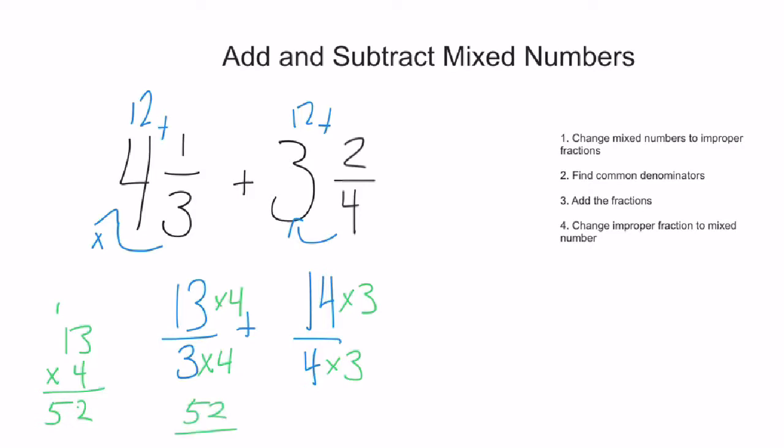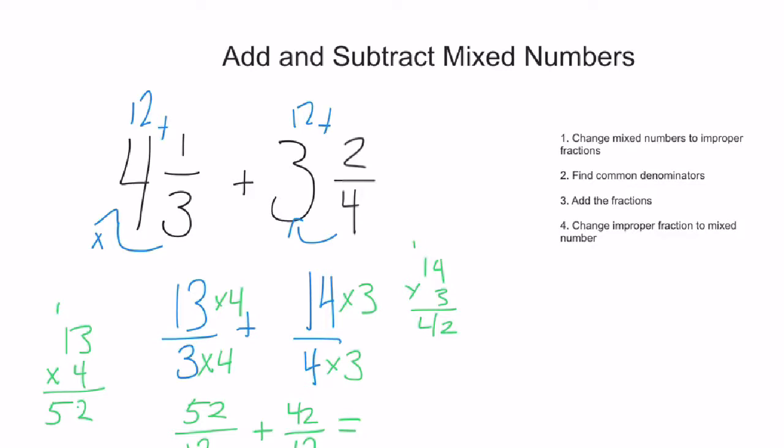So I have 52 over 12. And again, 14 times 3 is not mental math for me. So I'm going to do this work off to the side. So I have 52 twelfths plus 42 twelfths. And now we can add those. So step number 3 is to add the fractions. So go ahead and complete step number 3, and then come back to the video when you're ready. Pause now. I'm going to solve step number 3.